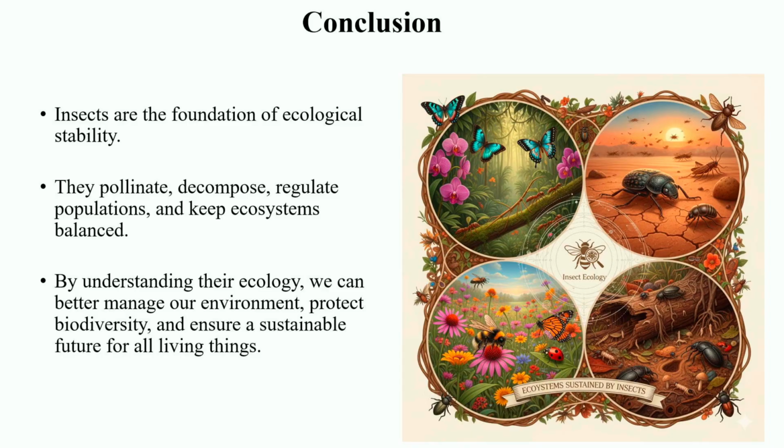In conclusion, insects are the foundation of ecological stability. They pollinate, decompose, regulate populations, and keep ecosystems balanced. By understanding their ecology, we can better manage our environment, protect biodiversity, and ensure a sustainable future for all living things.